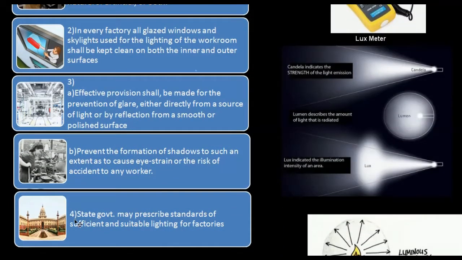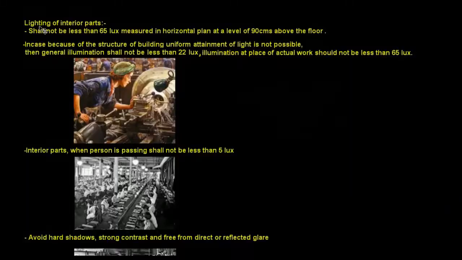Next, subsection 4 says that the state government may prescribe the standard of sufficient and suitable lighting for the factories. The power is given to the state government to form the standards of lighting. So we'll see these standards. Now we'll just have a glance at the Goa Factory Rules. This is a summary of the Goa Factory Rules, and we'll go through this one by one.